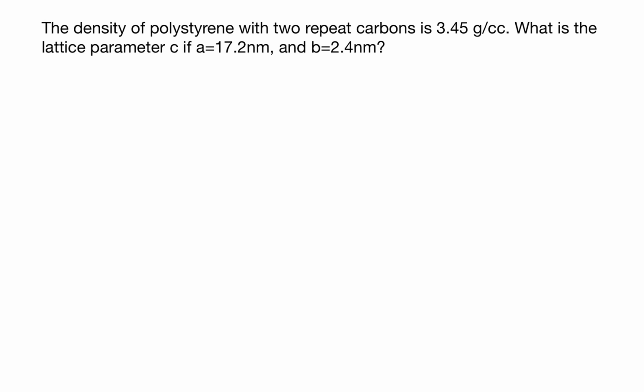The density of polystyrene with 2 repeat carbons is 3.45 grams per cubic centimeter. What is the lattice parameter C if A equals 17.2 nanometers and B equals 2.4 nanometers? To start this question off, I'm going to say that example problems aren't always realistic.